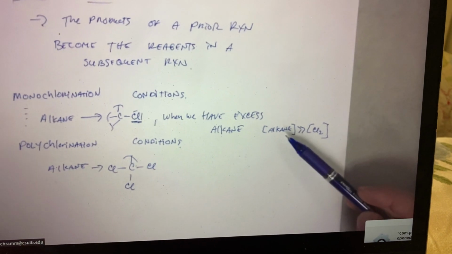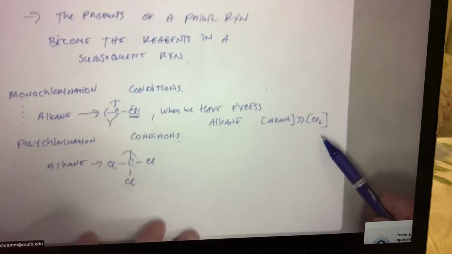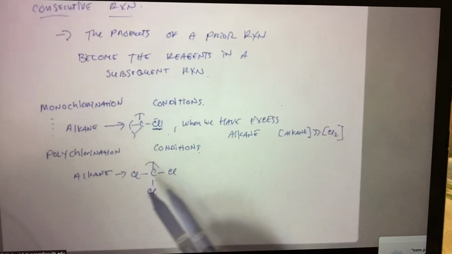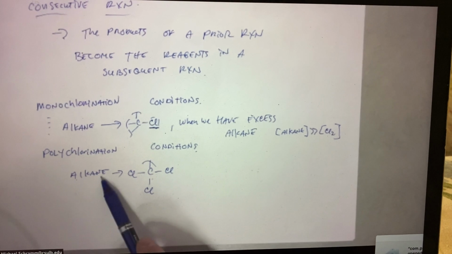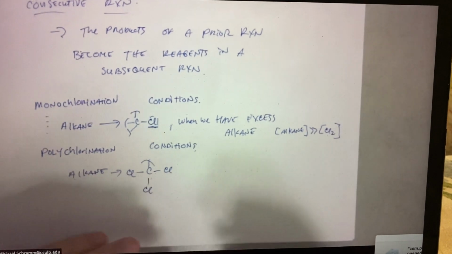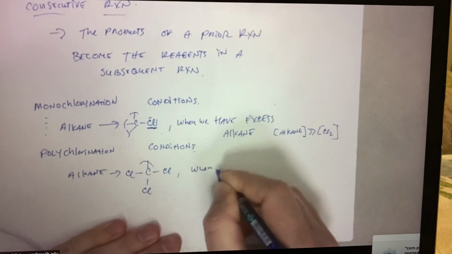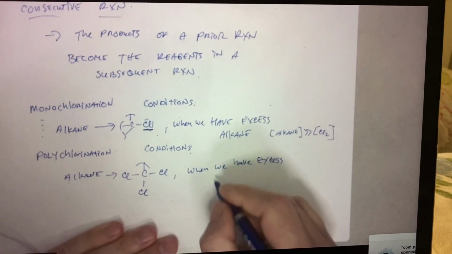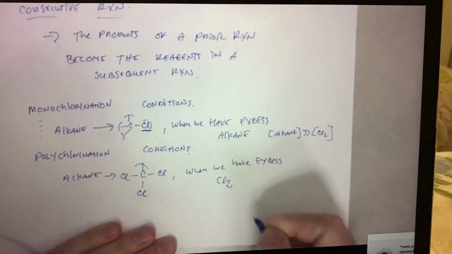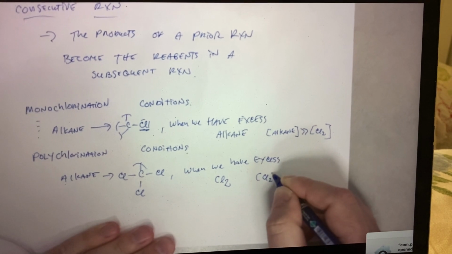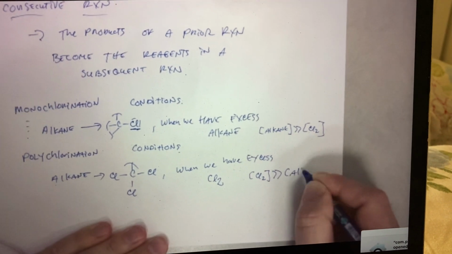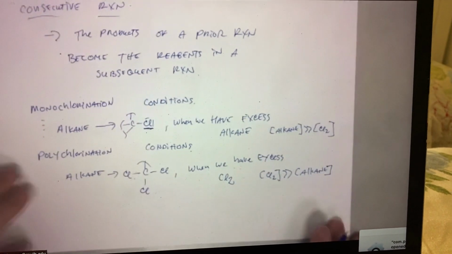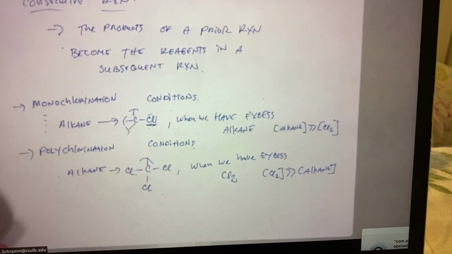If we have a large excess of alkane, chlorine is going to be used up monochlorinating each alkane before it ever can polychlorinate. If we want polychlorination to take place where we have an alkane with lots of carbon-hydrogen bonds, we want to swap them all out. This happens when we use excess chlorine. So this would be a case where the concentration of Cl2 is much bigger than the concentration of the starting alkane. Okay, so these are two subsets of the radical chlorination reaction.